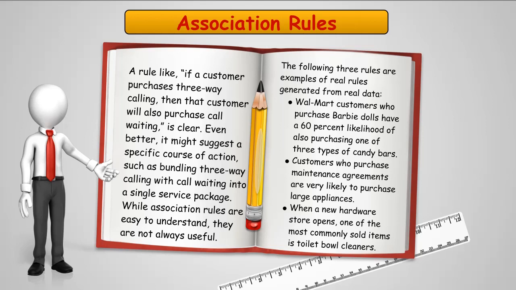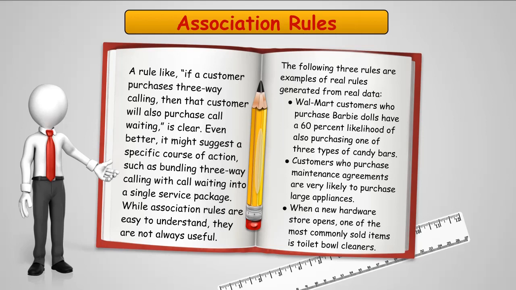A rule like, if a customer purchases three-way calling, then that customer will also purchase call waiting, is clear. And even better, it might suggest a very specific course of action, such as bundling three-way calling with call waiting as a single package for a carrier. While they're easily understood, they're not always useful. So the following are real examples of real rules generated from real data.